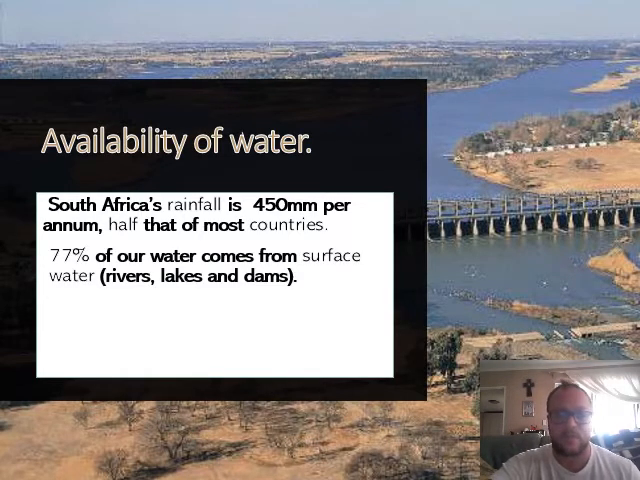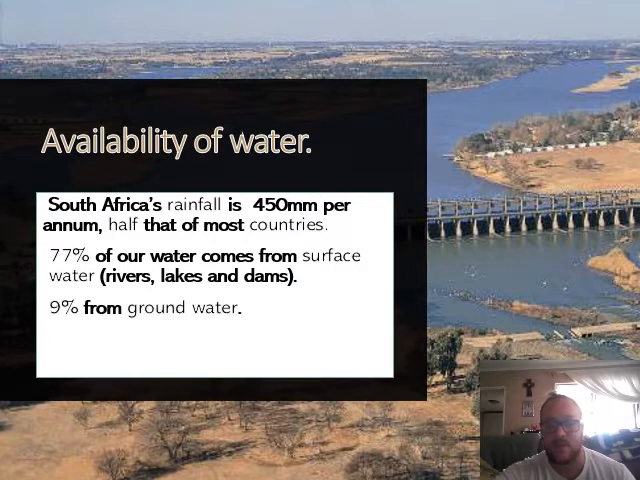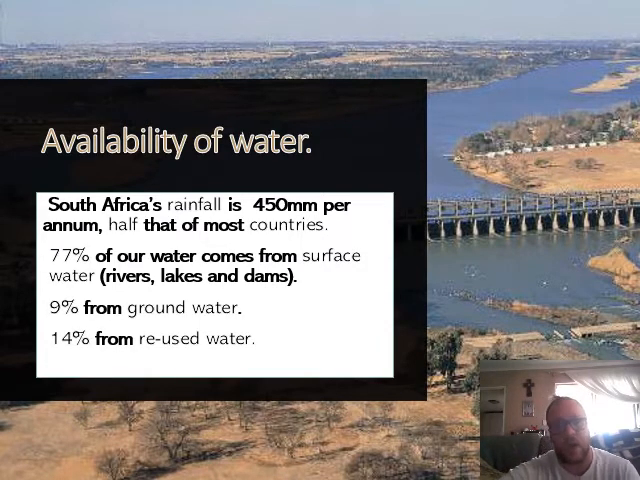So 77% of our water comes from the surface water, so rivers, lakes, and dams, 9% from groundwater, and 14% from reused water. Okay, so the majority of what we use is on the surface, and we need to find a way of actually trying to reduce how much water we lose.